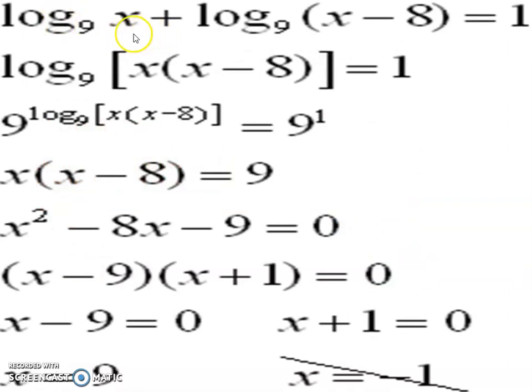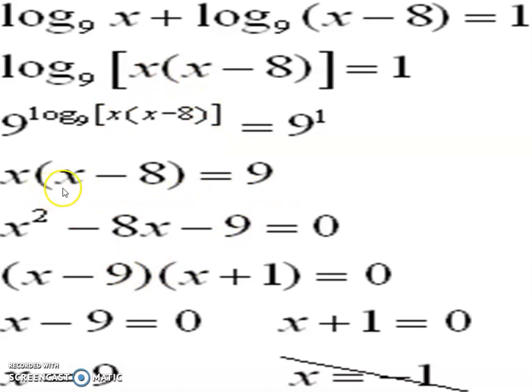Log x to the base 9 plus log of x minus 8 to the base 9 is equal to 1. We know that the base is the same and there is a plus, so log m plus log n is log of m into n. The base remains the same: x into x minus 8 is equal to 1. Again in this example, we take 9 as the base for the logarithm, so 9 raised to 1 here also. We know that a raised to log a of f of x remains f of x.